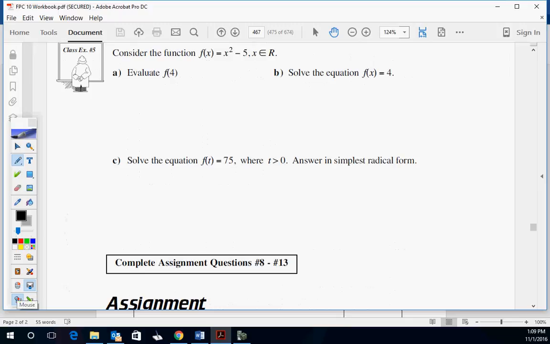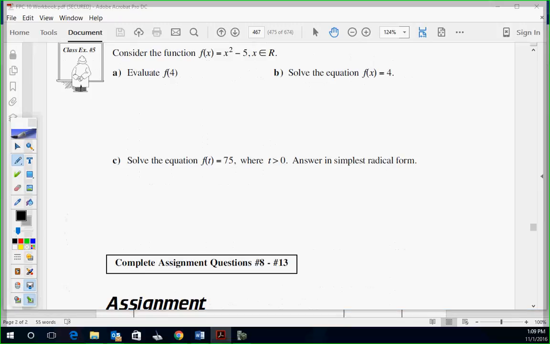Perfect. Last piece. Consider the function x squared minus 5. Evaluate f of 4. Again, this means what x is. Put that right there. Okay, f of 4 equals 4 squared minus 5. 16 minus 5. f of 4 is 11.